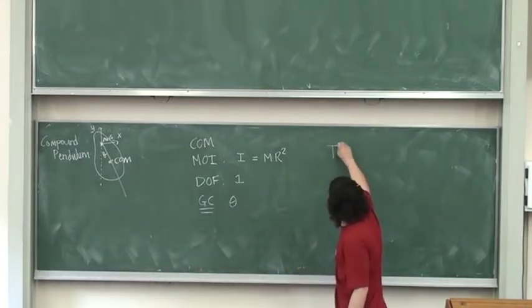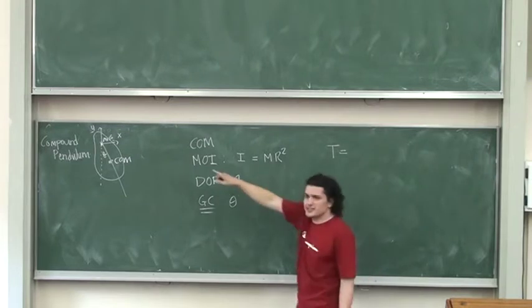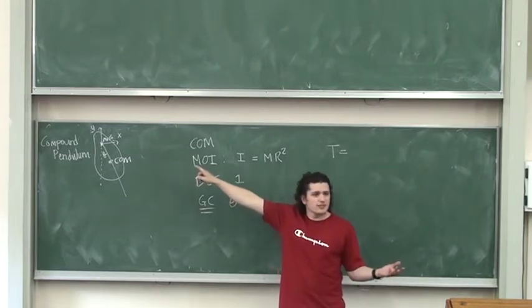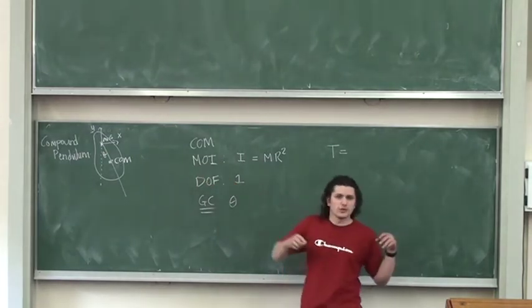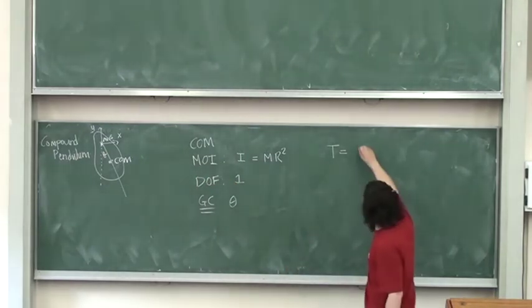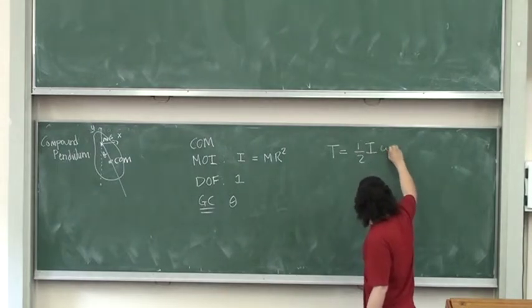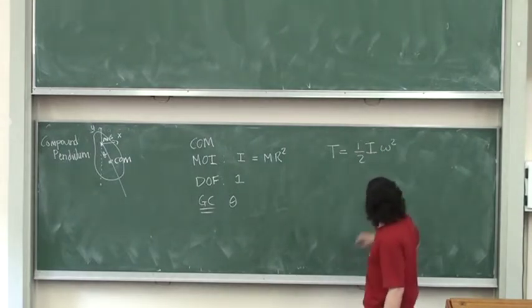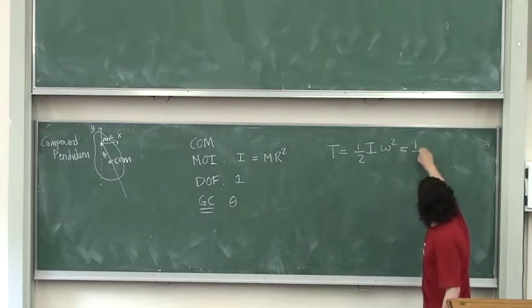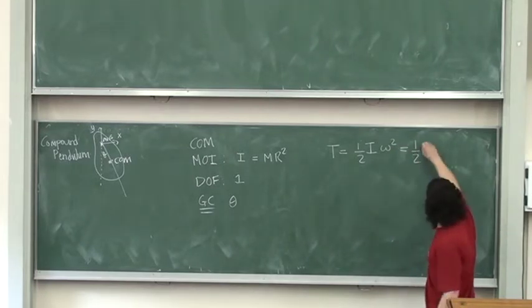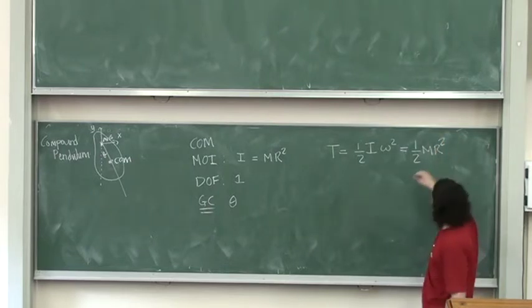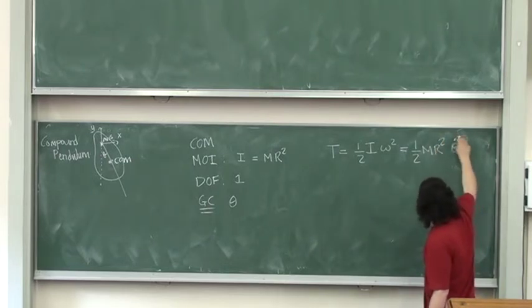The kinetic energy is very simple. This object, is it translating and rotating or just rotating? Just rotating. So we don't need to worry about the translational component. It's just a half I omega squared, which is a half, and I is m r squared times theta dot squared.